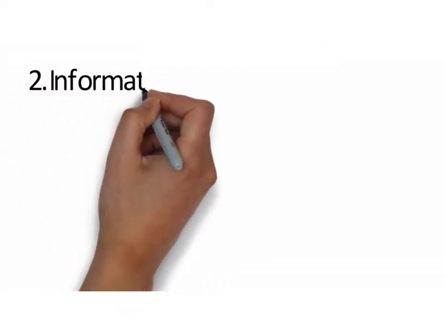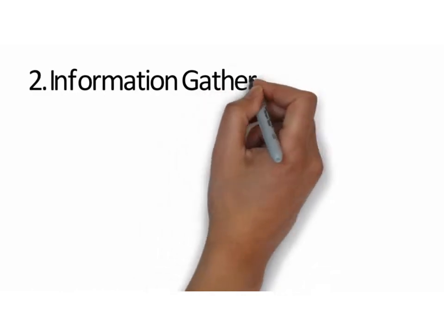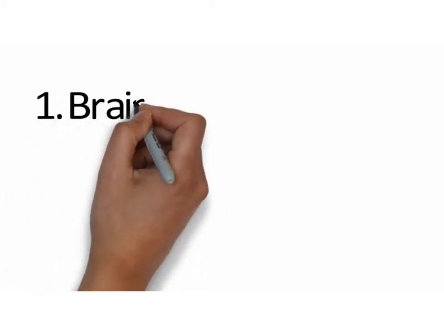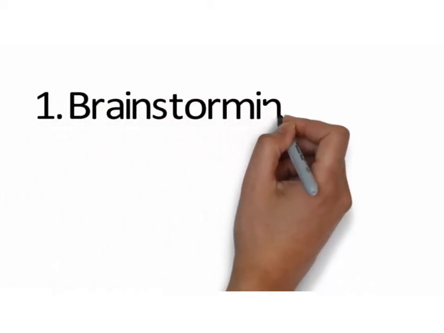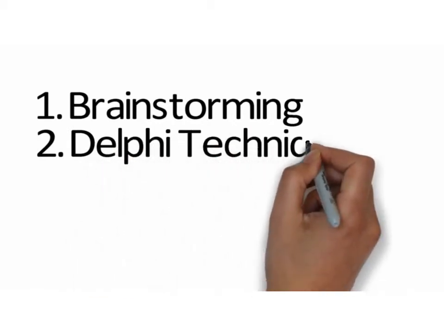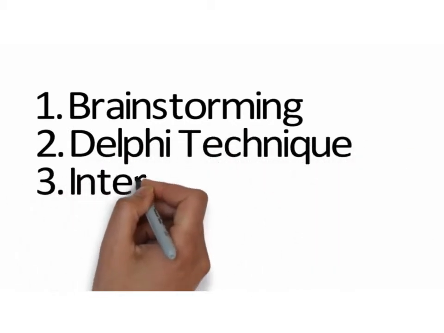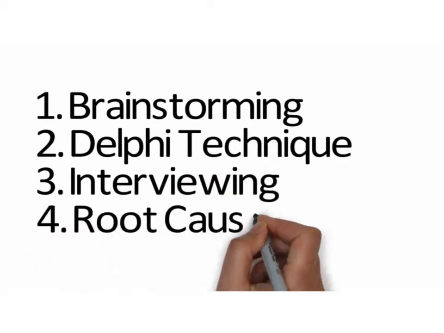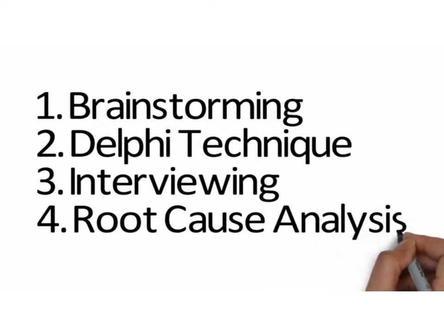Information gathering technique is the second tool and technique of the process. 4 techniques come under this process. 1. Brainstorming. 2. Delphi technique. 3. Interviewing. 4. Root cause analysis.